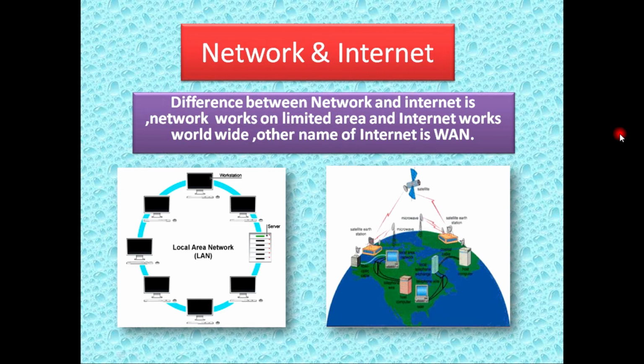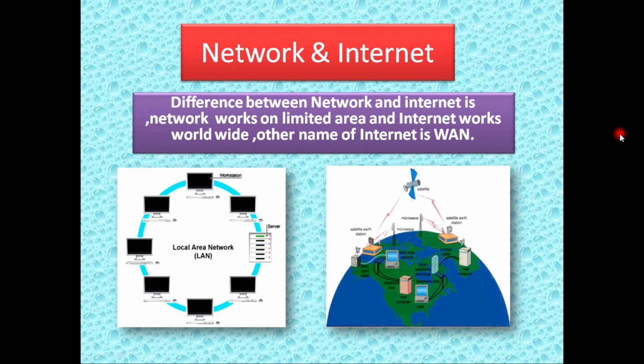There are many kinds of LAN network. Many devices we use to make a LAN network. Sometimes we use cables, sometimes we use some central devices, and sometimes we use a central wire or central connectivity. So the difference between network and internet is that a network works in a limited area and internet works worldwide. This is the main difference. Other name of internet is WAN. In the second picture, you can see the globe of the world, and the connectivity from one place to another place.